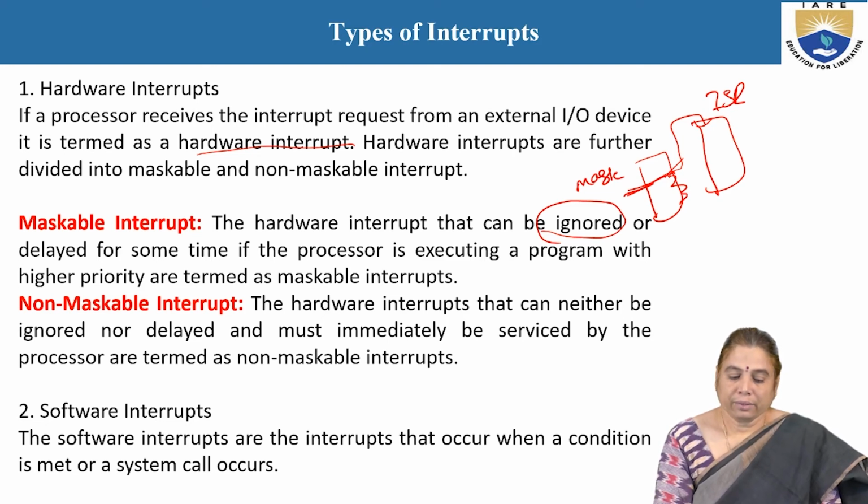Second category is the software interrupt. Software interrupts are interrupts that occur when a condition is met or by using system calls. The software interrupt can be raised. So these are the two types of interrupts.